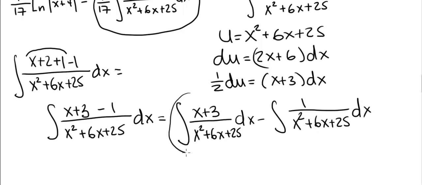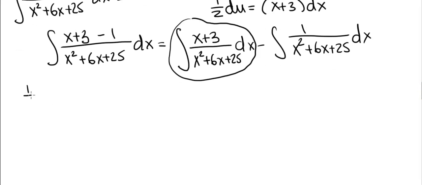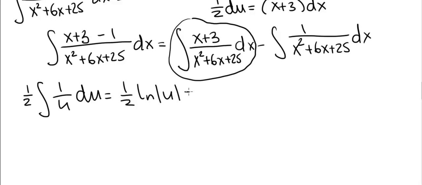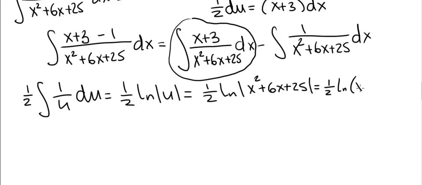So this integral can now be done with this substitution. It is going to be 1/2 times the integral of 1 over u du, which is 1/2 times the natural log of absolute value of u. It's 1/2 times the natural log of absolute value of x squared plus 6x plus 25. Notice that x squared plus 6x plus 25 is never negative, so there's no need to have the absolute value. We can write it as 1/2 ln of just x squared plus 6x plus 25.